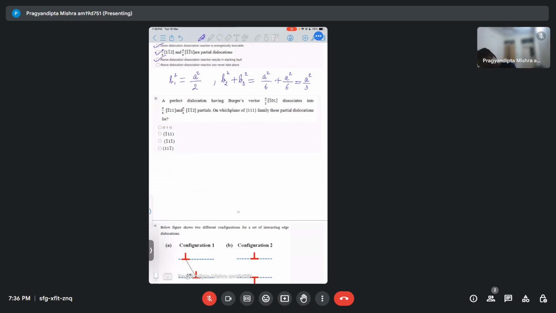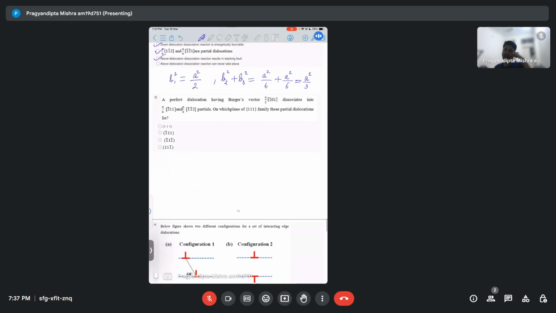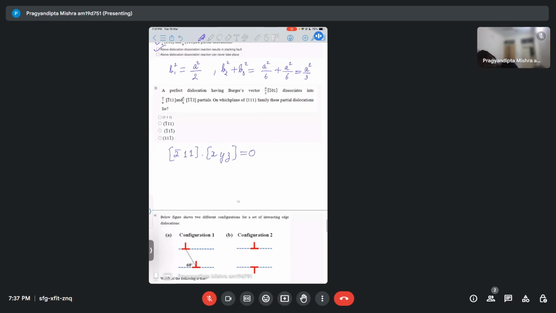That is a very simple rule, right? For any dislocation or dislocation partial to lie on a plane, the dot product between the dislocation direction and the normal to the plane should be 0. Why? Because they should be perpendicular to each other. Correct? So if the dislocation lies on the plane, the dislocation direction should be perpendicular to the plane normal. That is what we have to ensure. So essentially we need [2-11] dotted with the plane normal xyz to be equal to 0, and also [1-2] dotted with xyz should also be 0.